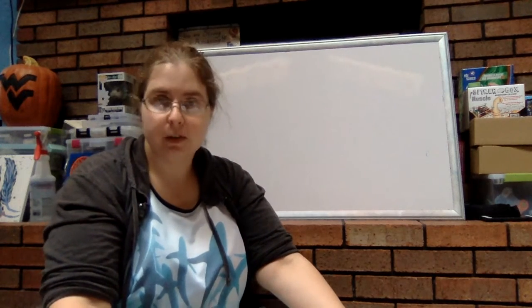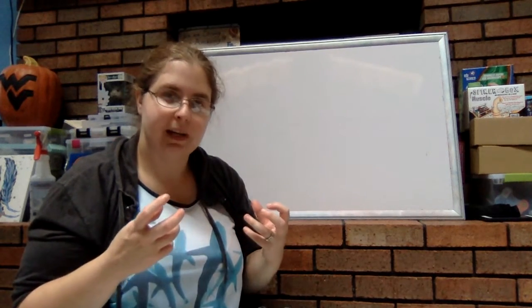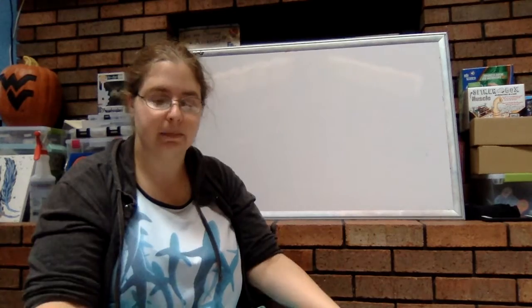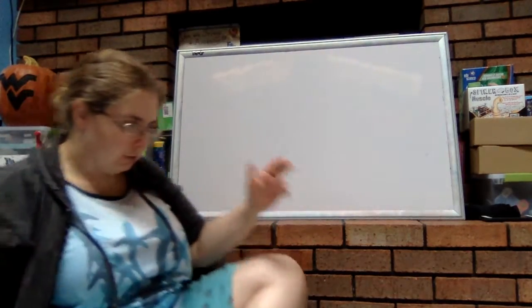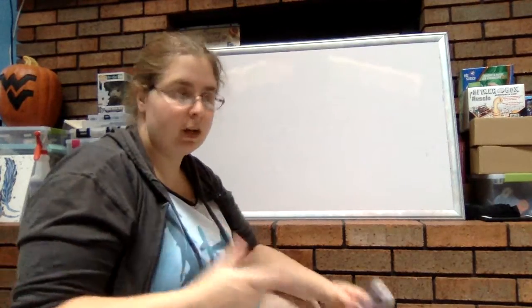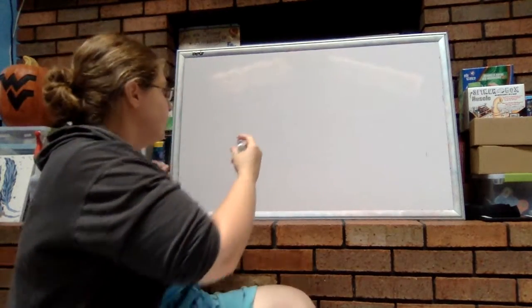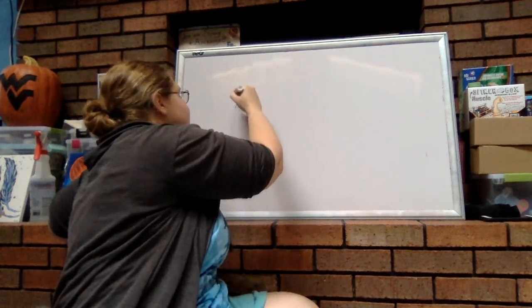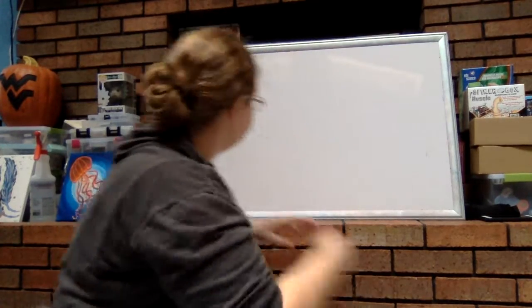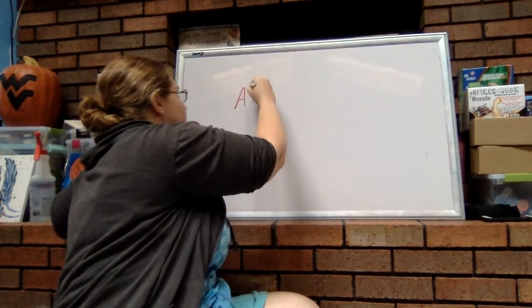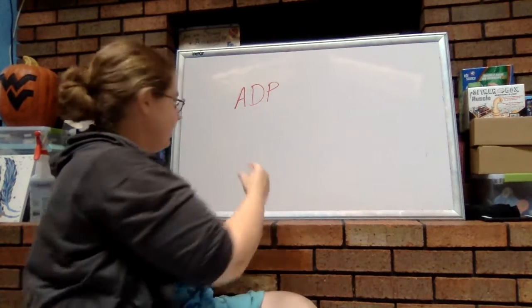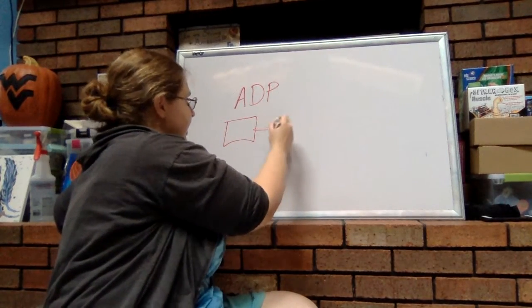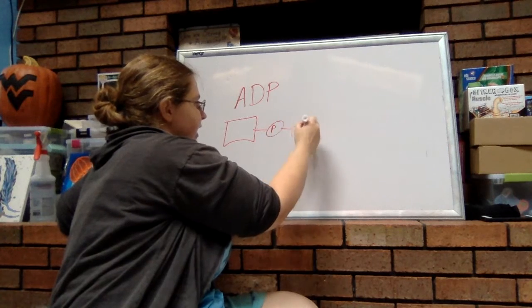When it breaks those bonds, energy is released from those bonds, and that energy is going to be trapped and stored in a molecule called ATP. Now, we'll talk briefly about that before we discuss cell respiration. So, first we start off with something called ADP. And that stands for adenosine diphosphate, so two phosphates. So we have the adenosine, and it has two phosphates hanging off the end of it.